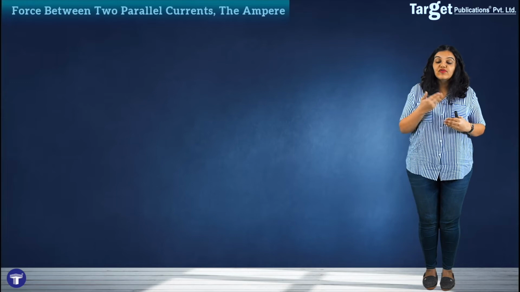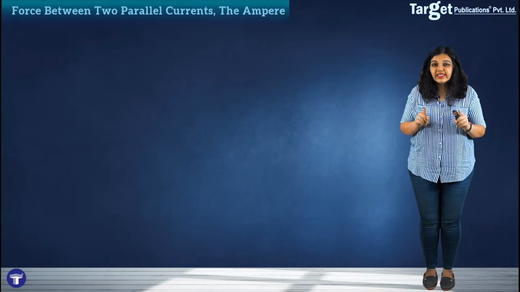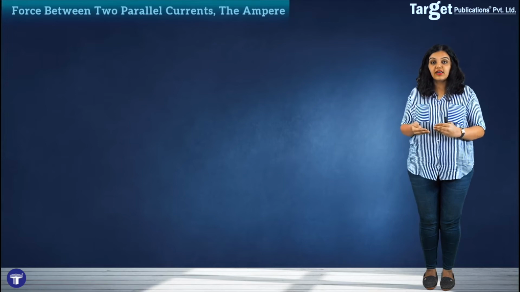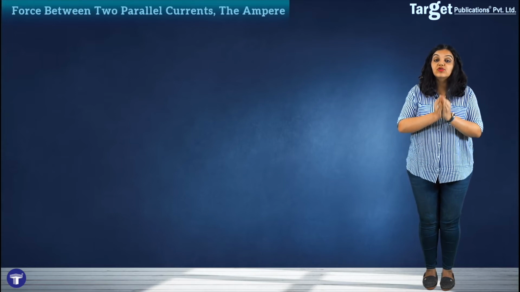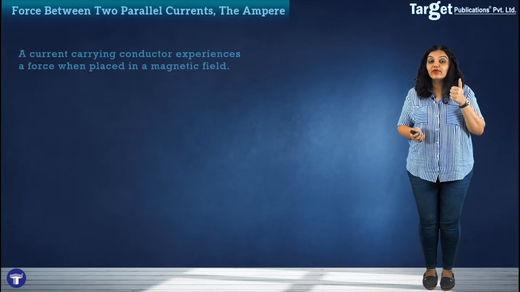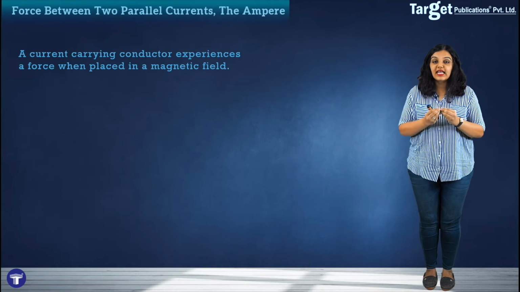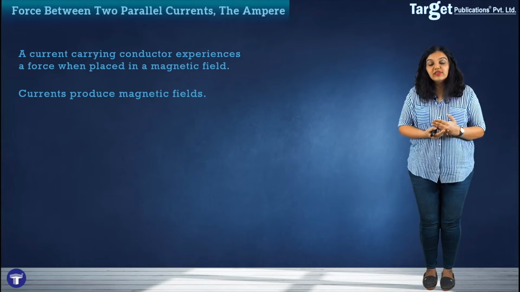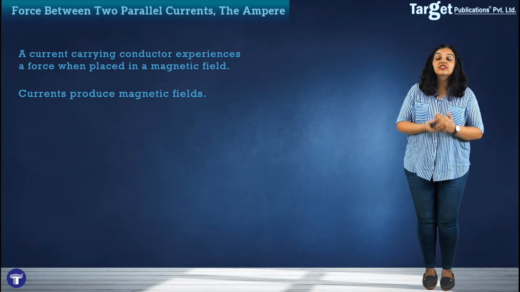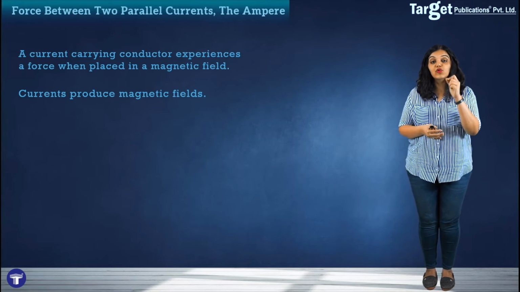In fact, we also found an expression for this force, that was I L cross B. So we already know that if you place a current carrying conductor in a magnetic field, this current carrying conductor is going to experience a force. That's point one. The second point is that we also know that each current carrying conductor will produce a magnetic field, and we also found an expression for this magnetic field using Biot-Savart's law. In fact, it came out to be mu naught upon 4 pi 2 I by r.